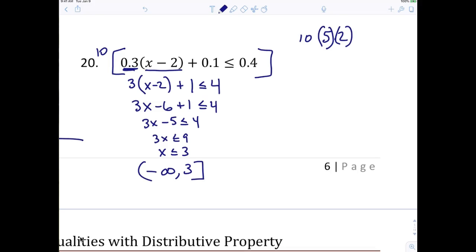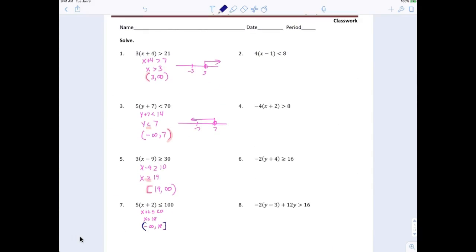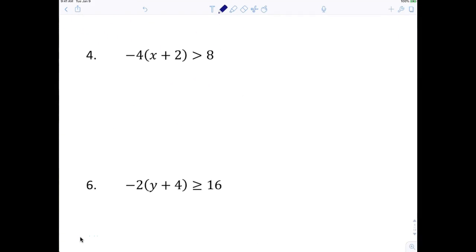All right, let's check out number 4. Now here's a time where we could just divide everything by what? -4. Remember, when you divide by -4, you have to switch the sign. That's correct. And so x is less than -4. Agree? So now negative infinity to -4.